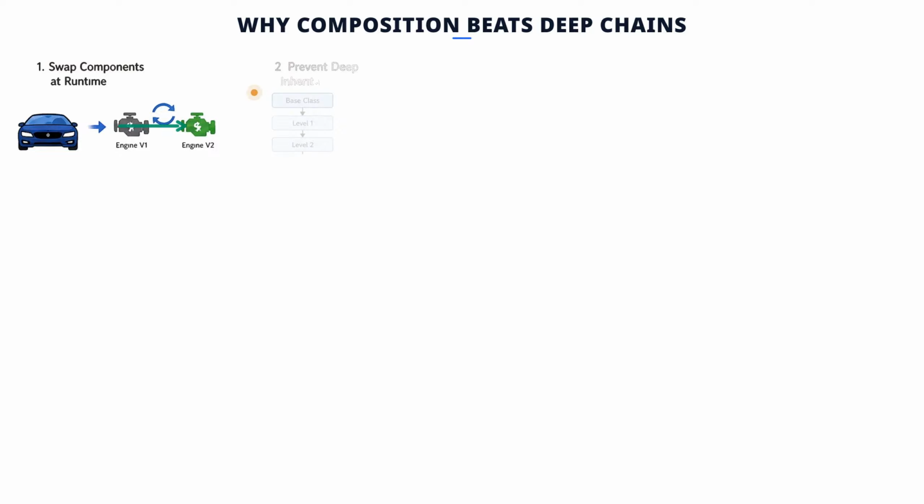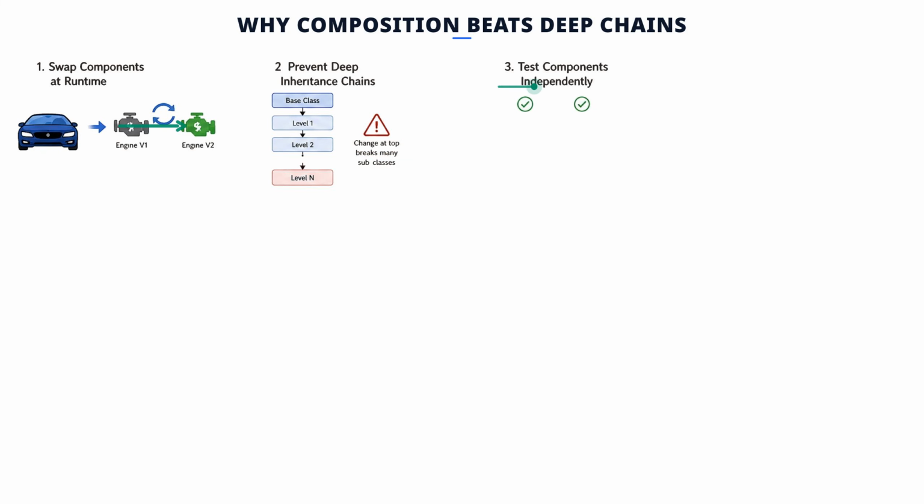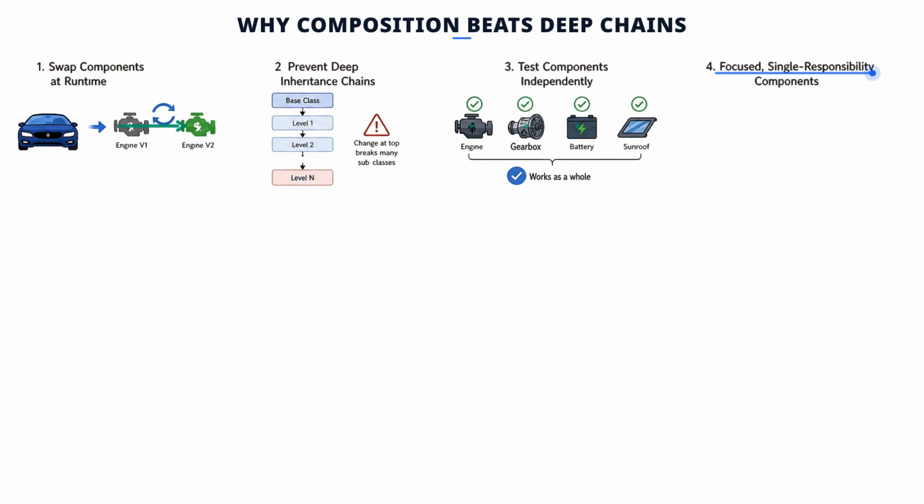Second, it prevents what we call deep inheritance chains. When you have a long, rigid chain of classes, a minor change at the very top can ripple all the way down, breaking dozens of subclasses below it. Third, because each component is independent, you can test each part thoroughly. You can test the engine, the gearbox, and the battery completely separately to ensure they work perfectly before ever putting them together. Finally, it keeps your code focused and clean. Each class only handles its specific single responsibility, whether that's handling power, transmission, or comfort.